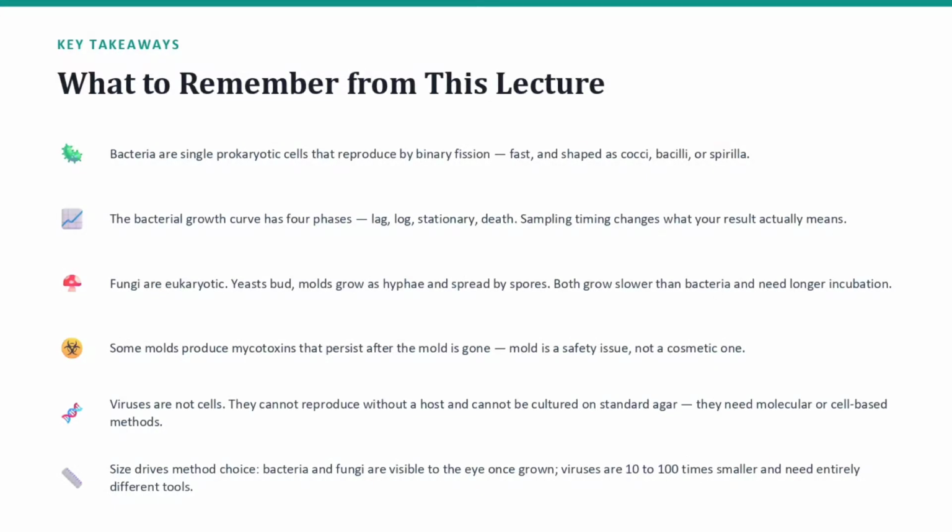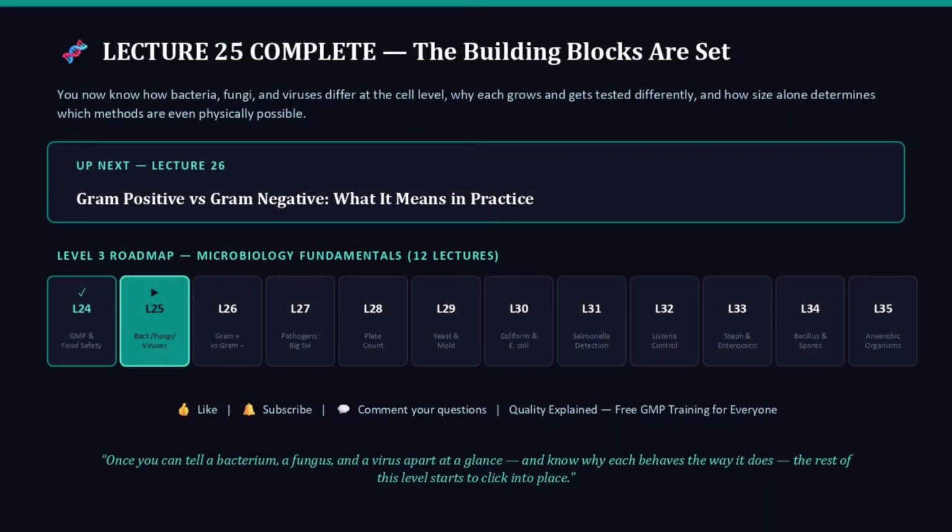Number 5. Viruses are not cells. They cannot reproduce without a host, and they cannot be cultured on standard agar. They need molecular or cell-based methods instead. Number 6. Size drives method choice. Bacteria and fungi are visible to the eye once grown. Viruses are 10 to 100 times smaller and need entirely different tools. That is Lecture 25 complete. You now know how bacteria, fungi, and viruses differ at the cell level, why each one grows and gets tested differently, and how size alone determines which methods are even physically possible in the first place.